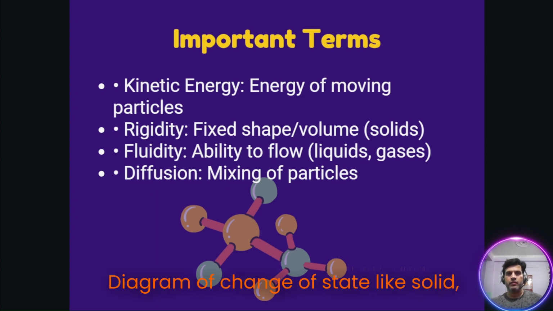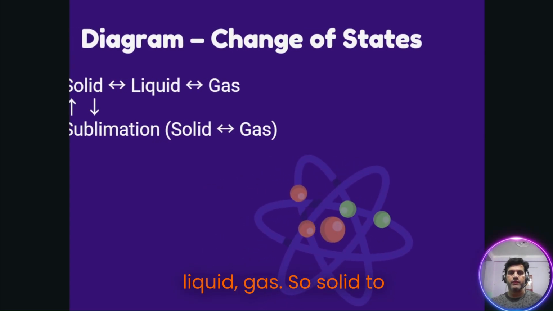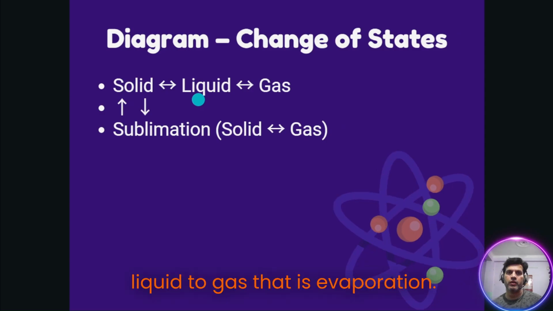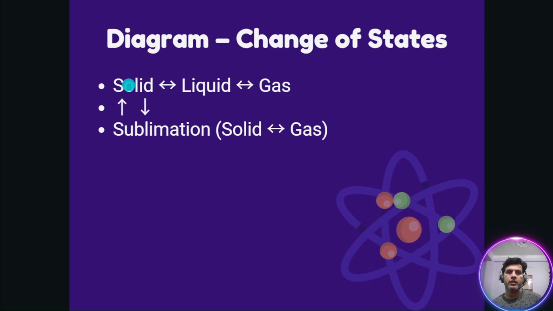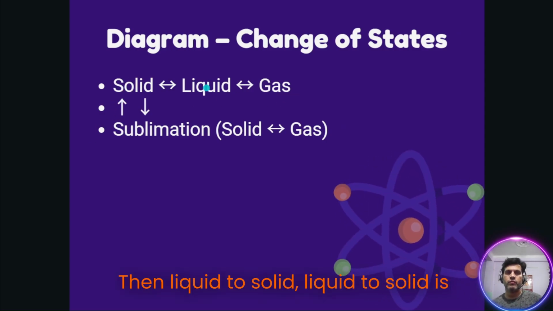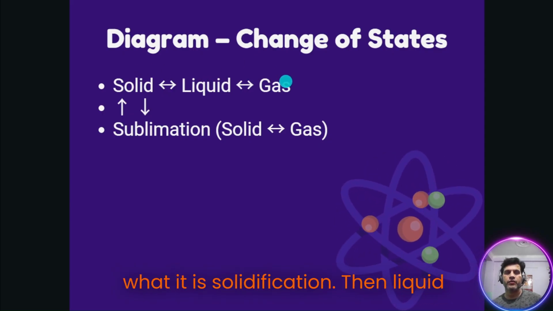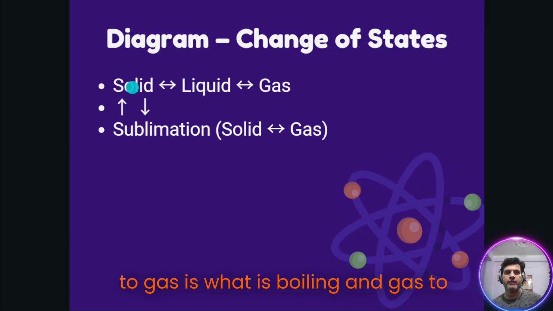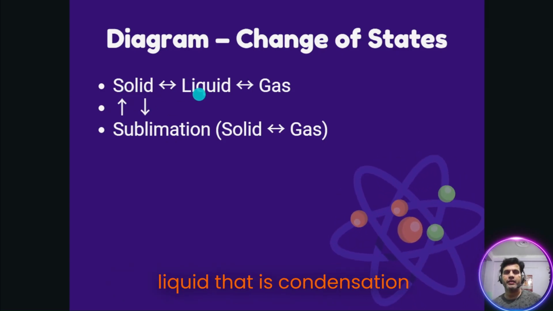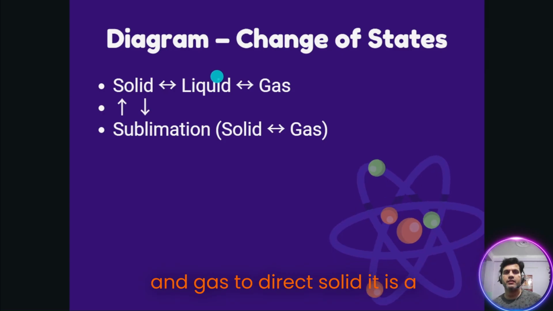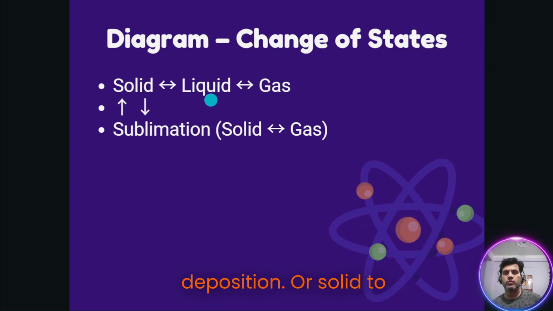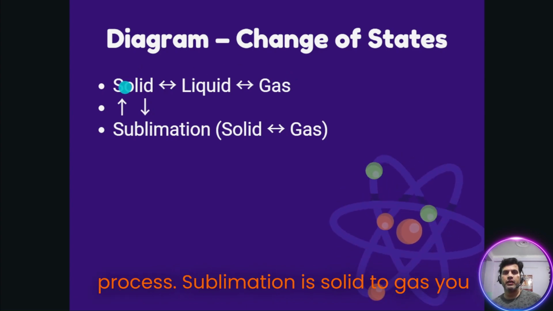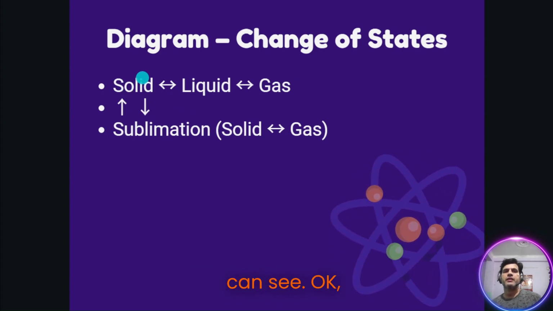Diagram of change of state, like solid, liquid, gas. So solid to liquid, what is that? It's melting. Liquid to gas, that is evaporation. Then liquid to solid is what? It's solidification. Then liquid to gas is boiling, and gas to liquid is condensation. And gas directly to solid is deposition. Or solid directly to gas is the sublimation process. Sublimation is solid to gas, you can say.